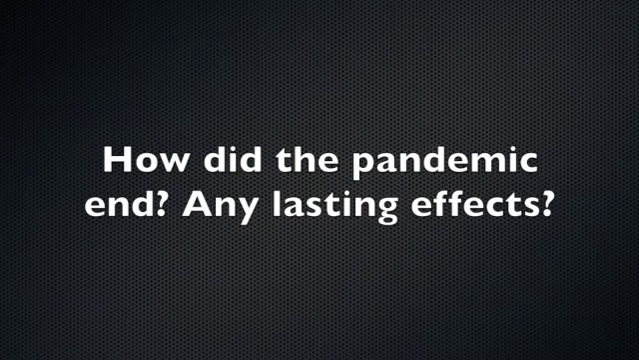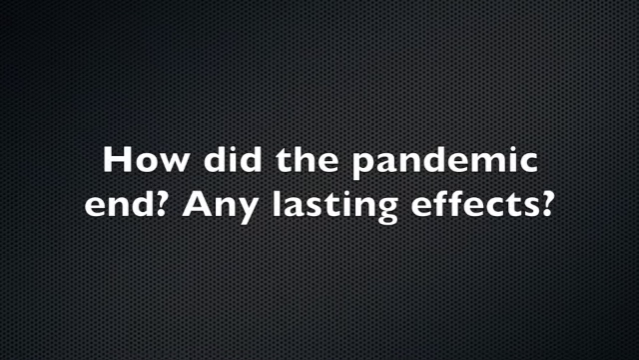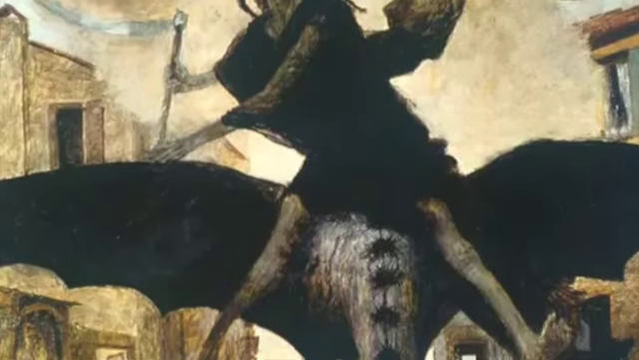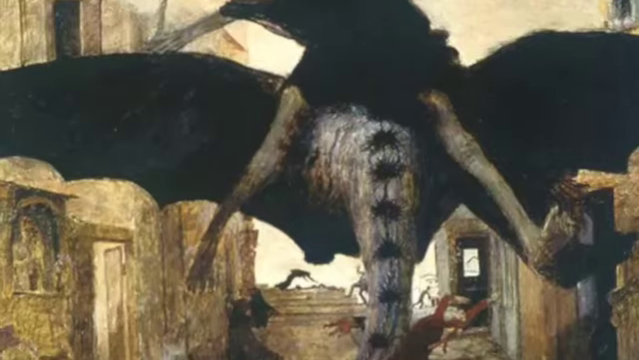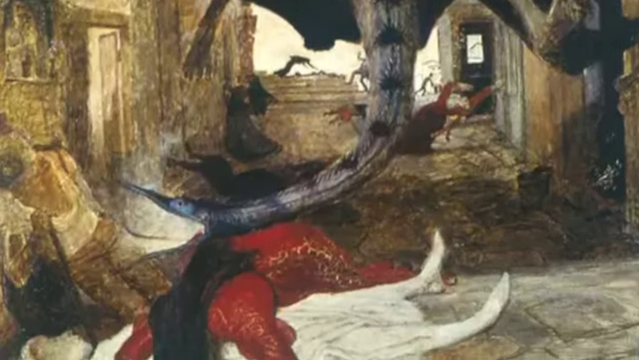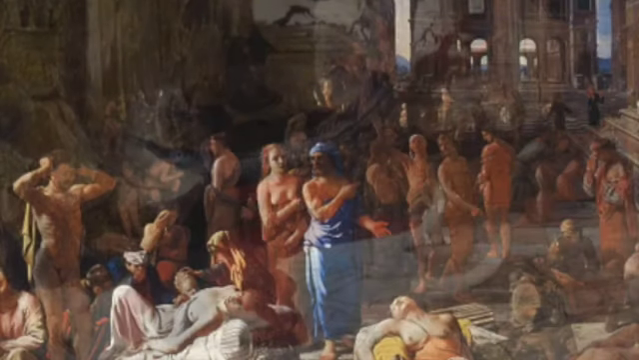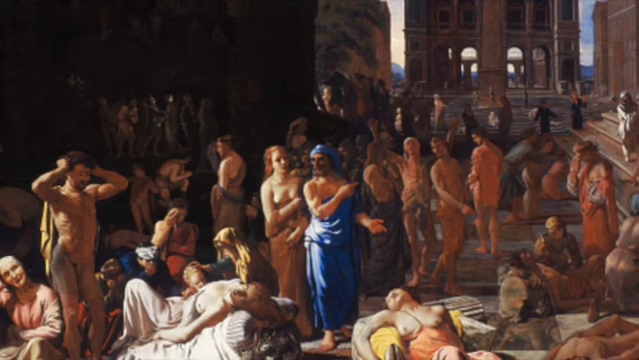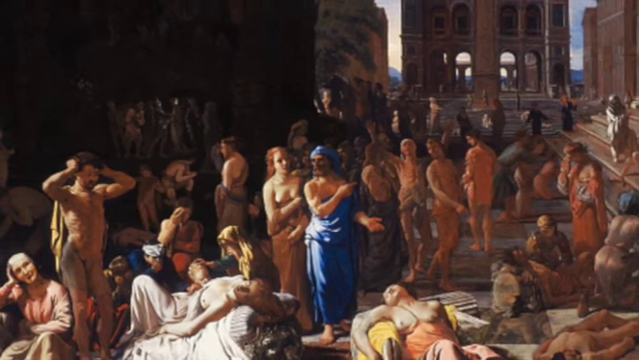How did the pandemic end? Any lasting effects? There is no definitive answer that explains how the plague ended, but many speculate people adapted immune defenses against the plague. The effects of the plague led people to reach the limits of inhumanity and proved that it would be difficult for Europe to recover.